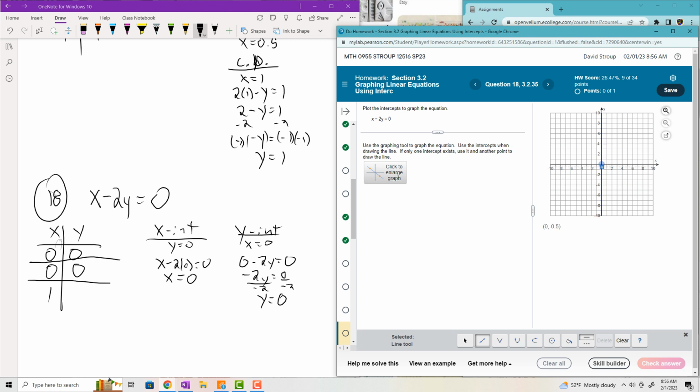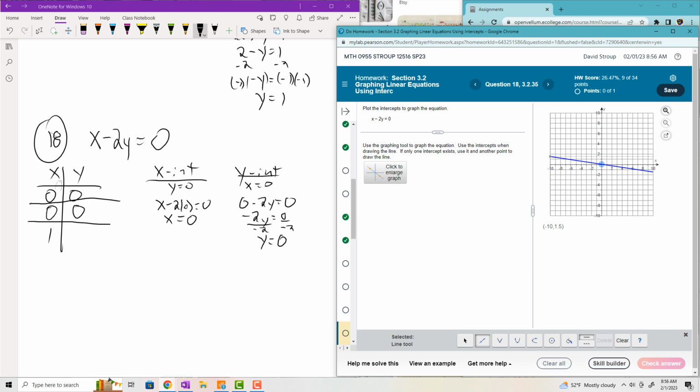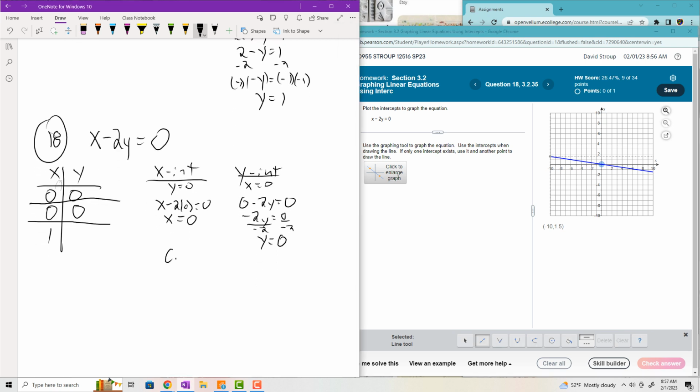It could be any of these lines. It could be like this, it could be like this, it could be like this, I don't know. So you need that third point in order to basically draw the line. There's no way around it.